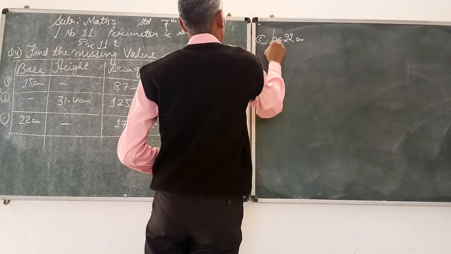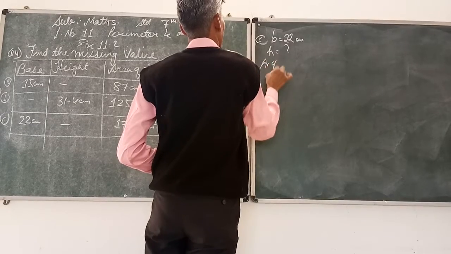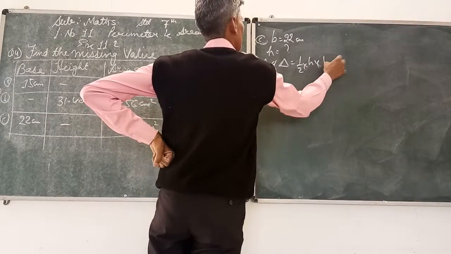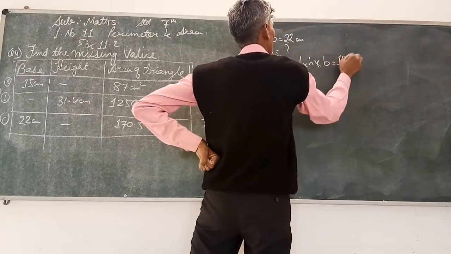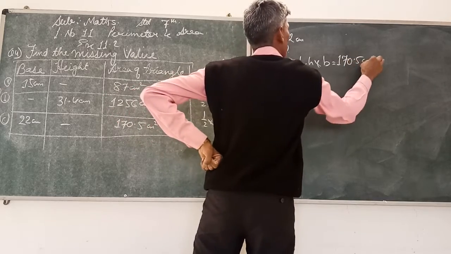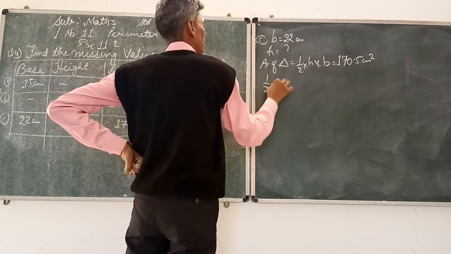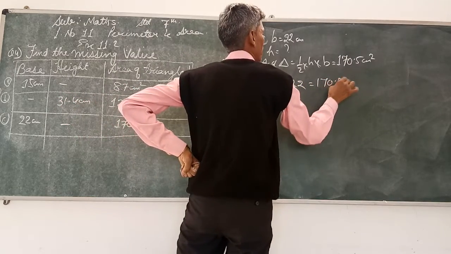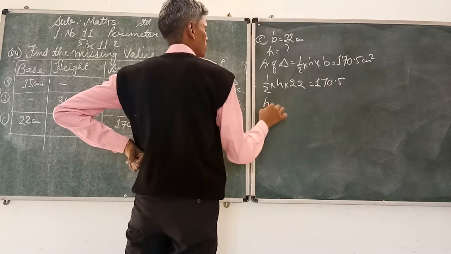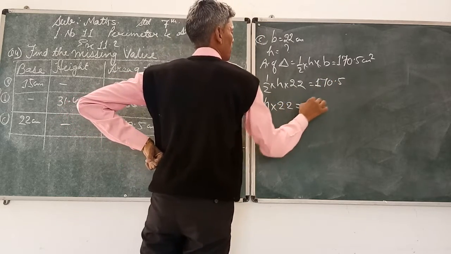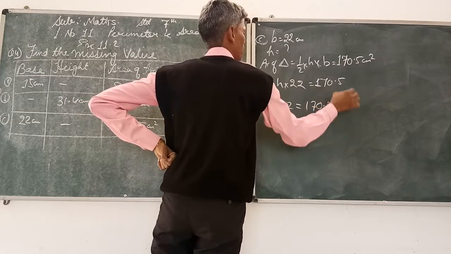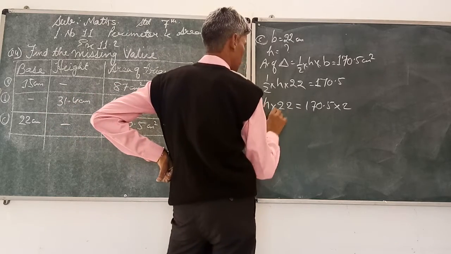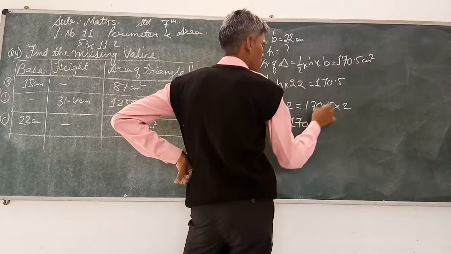22 centimeter. H is not given. Area of triangle is half into H into B, equal to 170.5 centimeter square. Half into H is not given, B is given, 22, is equal to 170.5. We have to find H. That means H into 22 is equal to 170.5 into 2, and the 2 goes as a numerator because it was on the denominator side. On the other side, to remove the decimal we will write 170.5.